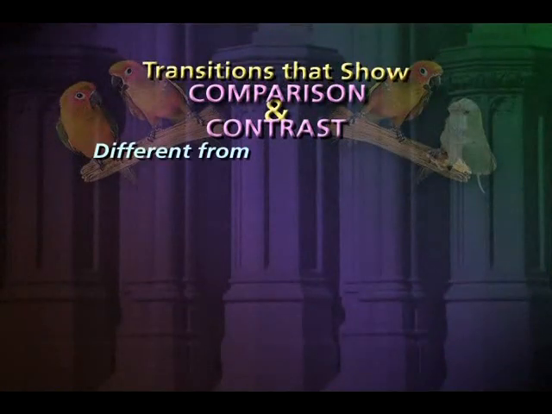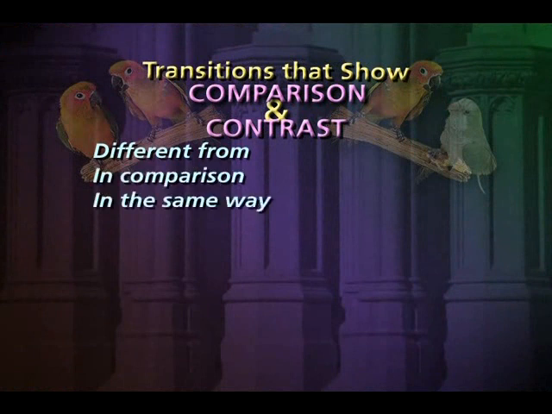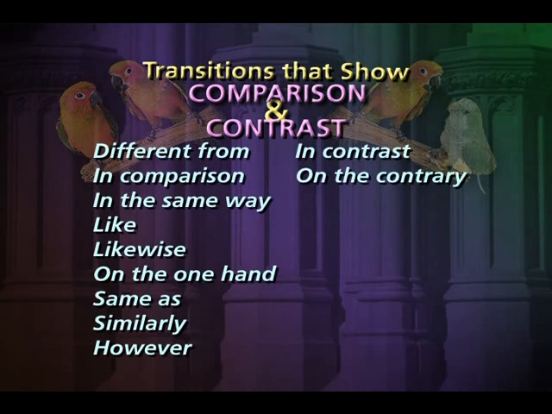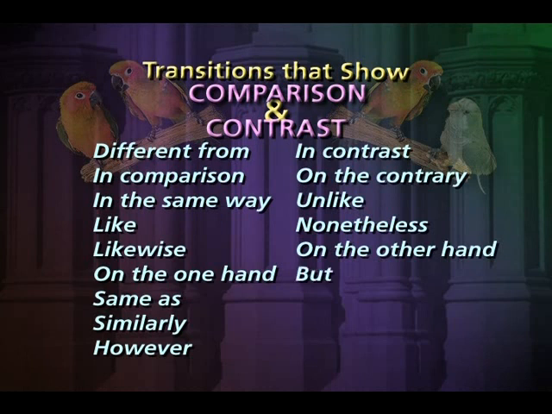There are also transitions that show comparison and contrast. Remember that when you compare, you show how things are similar. When you contrast, you show how they are different. And there are quite a few of these because there are many instances when you're going to want to show that things are similar and different. These are different from, in comparison, in the same way, like, likewise, on the one hand, same as, similarly, however, in contrast, on the contrary, unlike, nonetheless, on the other hand, but, yet, instead, and rather.